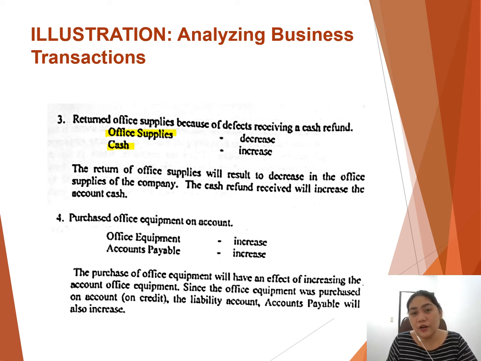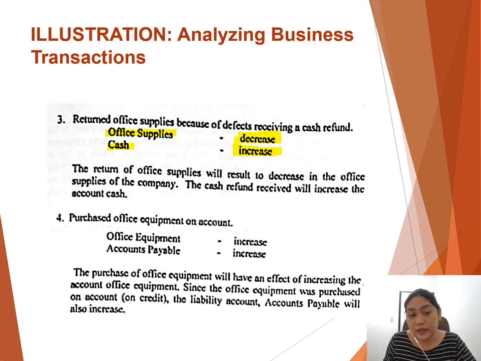So, what happened to the office supplies? They were defective, right? You returned them. So, what will be the effect? The effect is decrease, because you returned them, so the company's office supplies decreased. But upon returning the defective office supplies, you receive a cash refund. So, what will happen to your cash? It will increase. So, that's why the effect is increase. Your cash will increase because the cash you paid was returned to you.